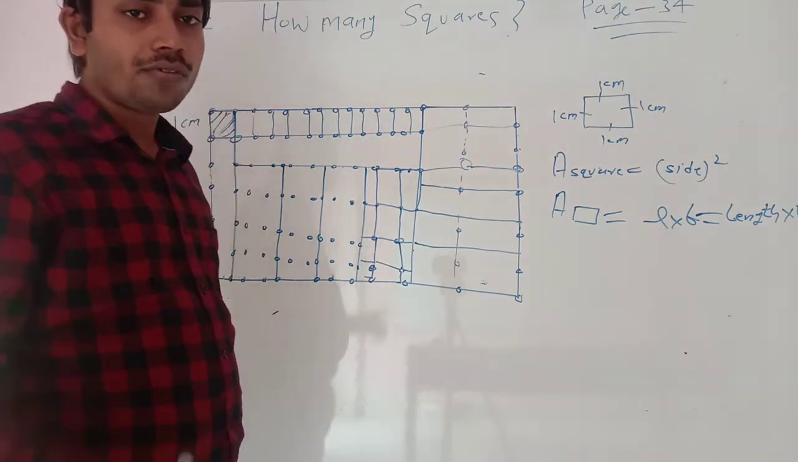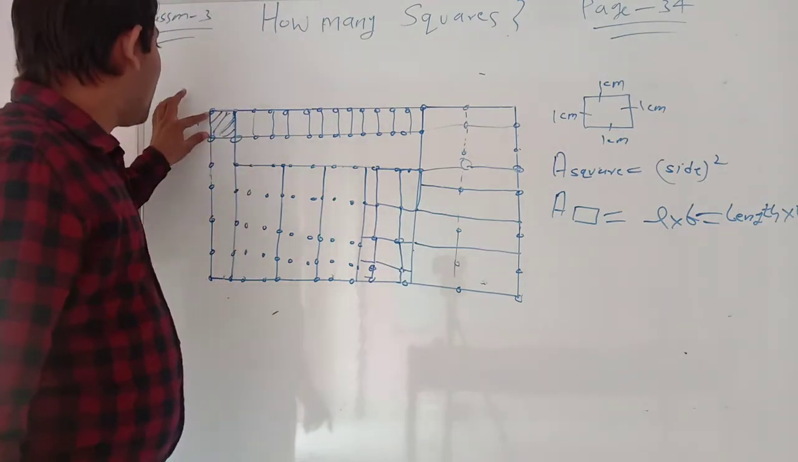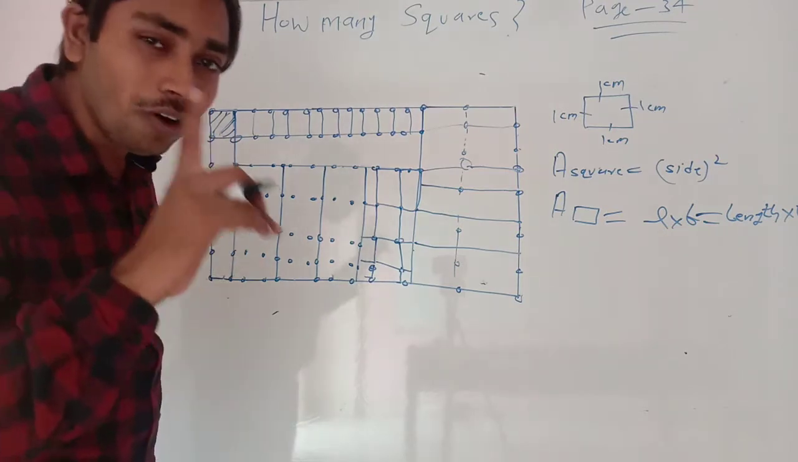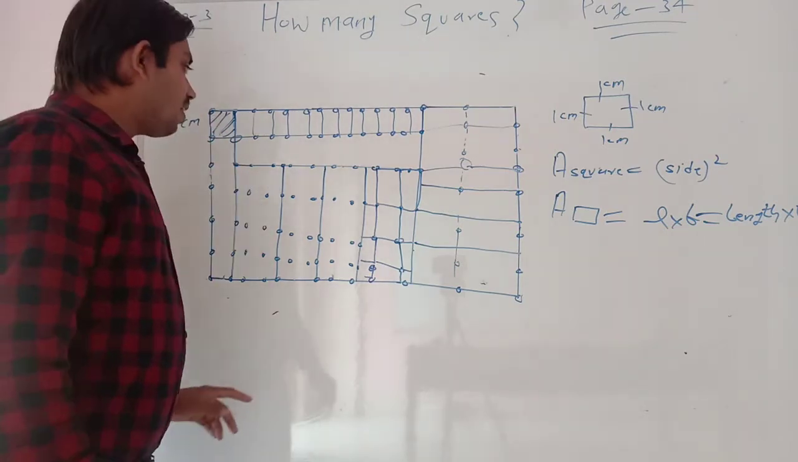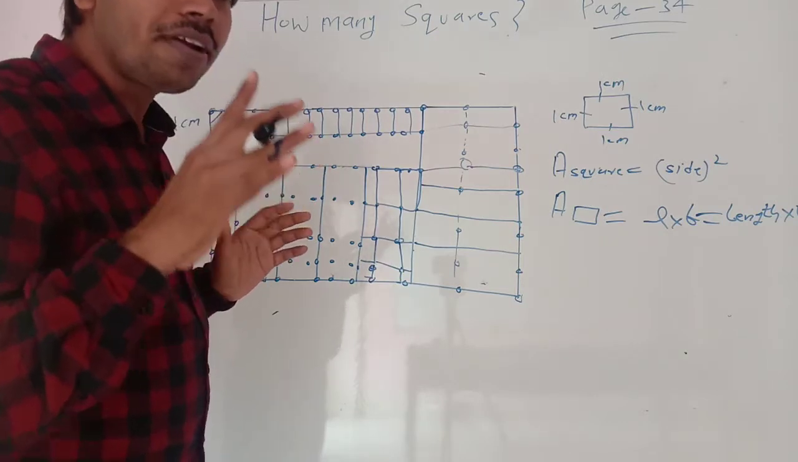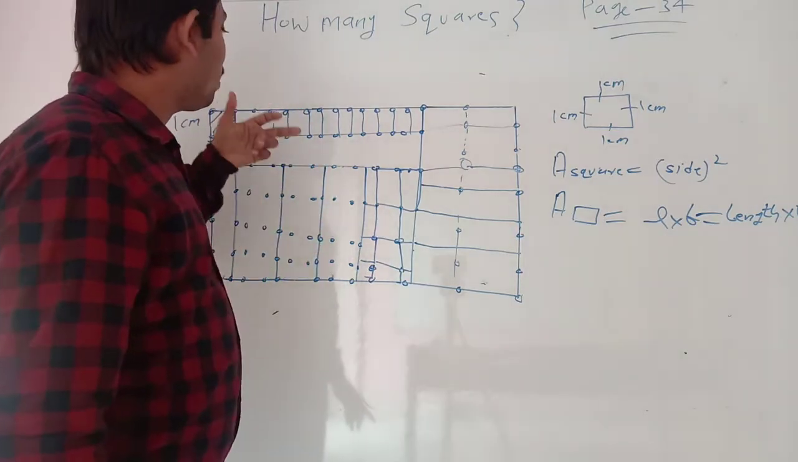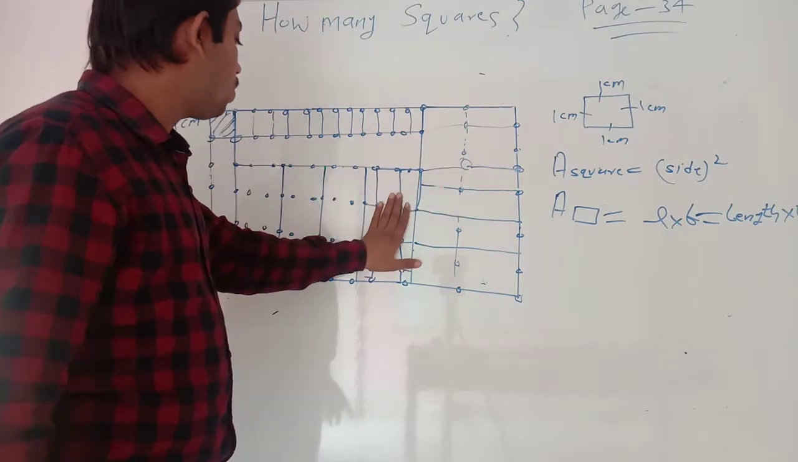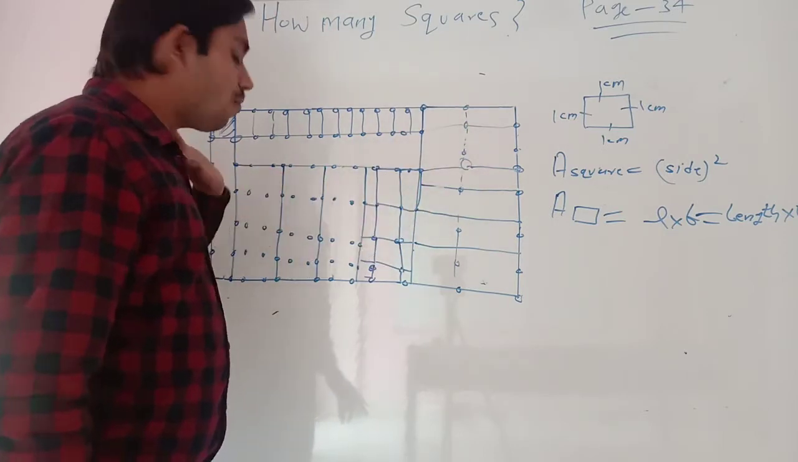So what was the first question? What will be the side length of this shaded part? That will be 1 centimeter. And the other thing, how many such possible rectangles can we draw? 7 such possible rectangles we can draw. How? 1 rectangle, 2 rectangle, 3 rectangle, 4, 5, 6, 7, my dear student.